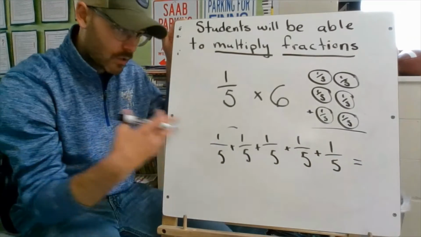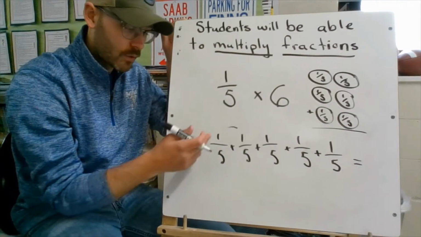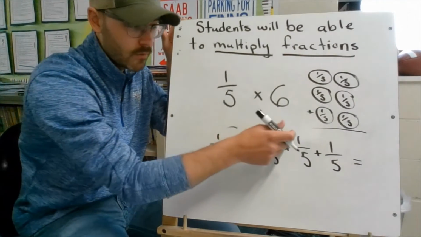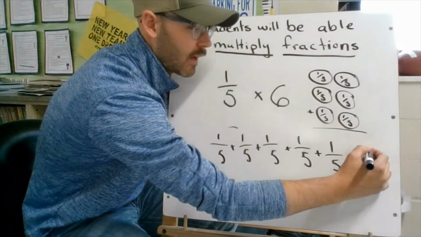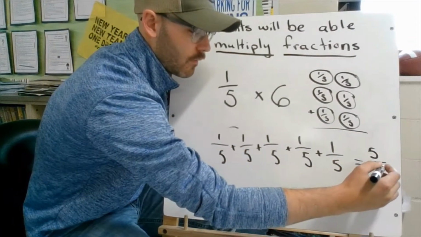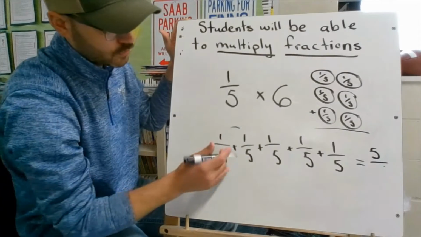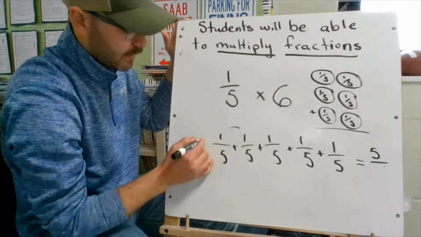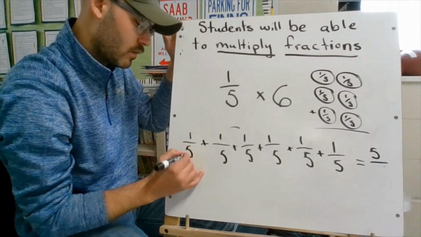Common denominators are already there for me. I just have to add the numerators. 1, 2, 3, 4, 5 all together, 5. Excuse me, I have 6 groups. 1, 2, 3, 4, 5, and 6.